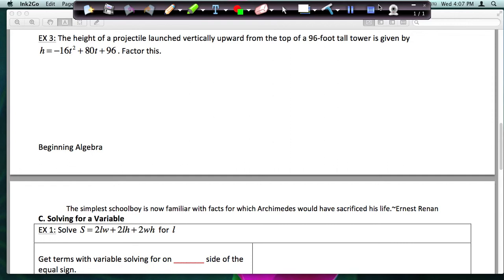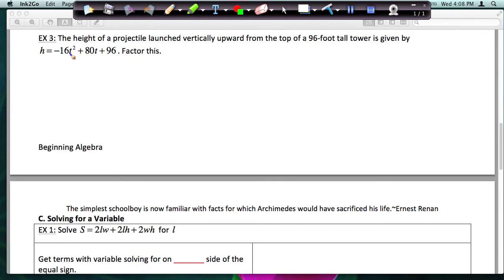Let's look at this third example. It says the height of a projectile launched upwardly from the top of a 96-foot tall tower is given by this equation. Factor this. So when we get to factoring quadratics, that means where you have a variable raised to the second power and then a variable to the first power and no variable. This is a quadratic. It doesn't always have to have all three of these terms, but it does have to have a variable raised to the second power.